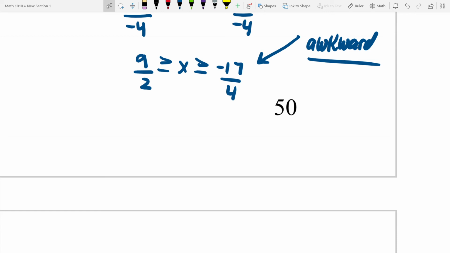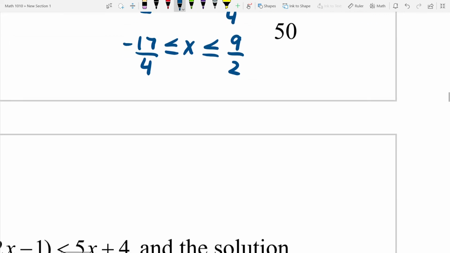Just switch everything. That's all you have to do. Look, the -17/4 goes over here. The 9 half goes over there. The x still goes in the center. And now the arrows point that direction. So switch it. Now all of our little tricks still work.